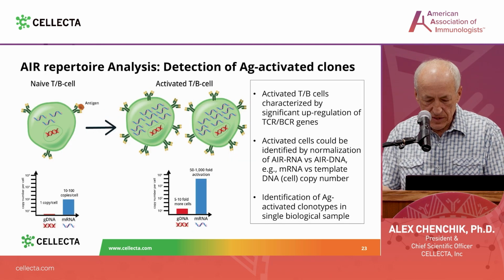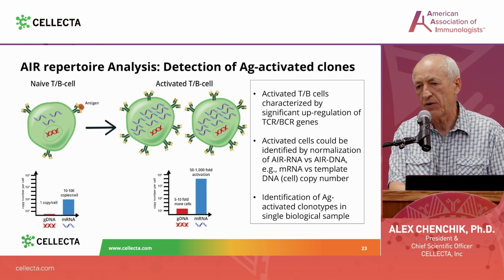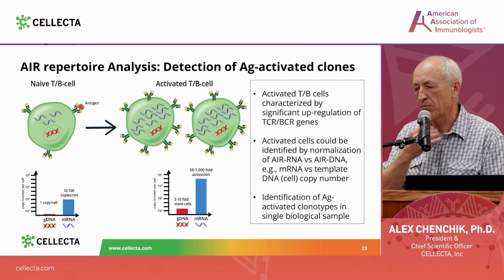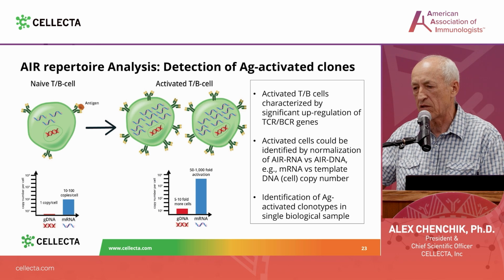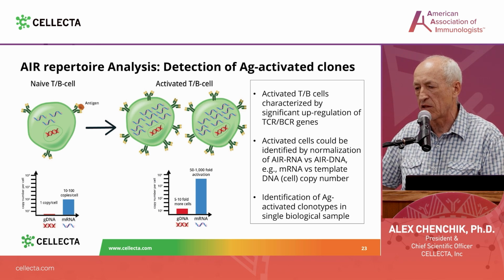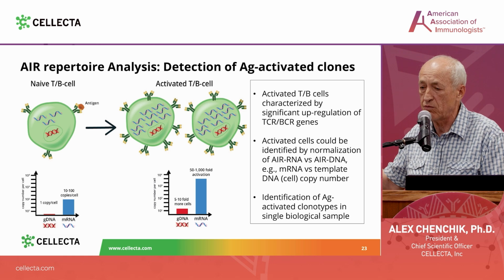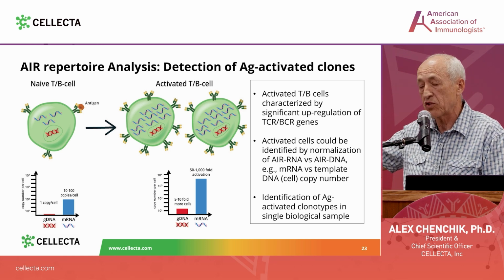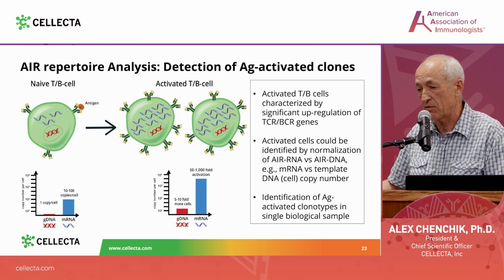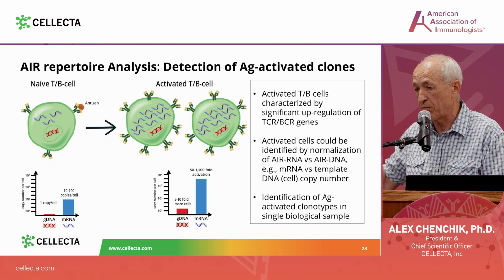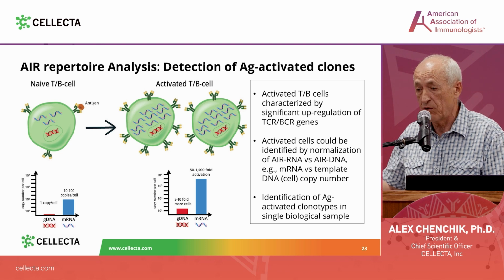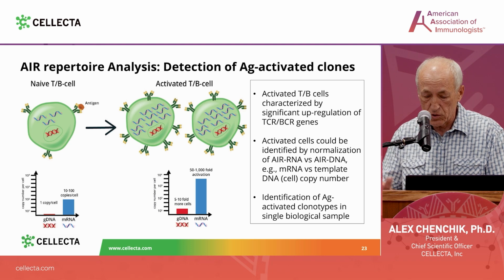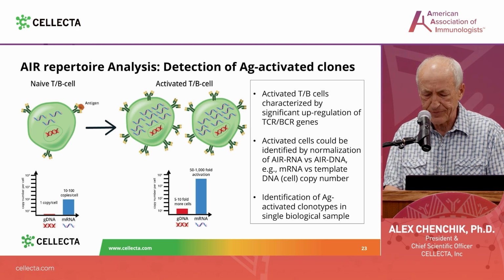So, looking at this data, you can speculate that we can identify activated clonotypes by simple comparison between RNA and DNA data, by normalization of RNA data to DNA data. In this case, you identify activated clonotypes. In this type of experiment, which is a longitudinal study, it's probably not very critical because you just have a time course and you can see which ones are activated. But if you have a single sample, for example, blood from a cancer patient, very often you don't have a time course. You have only a single sample, and this strategy can be used in order to identify activated clonotypes.